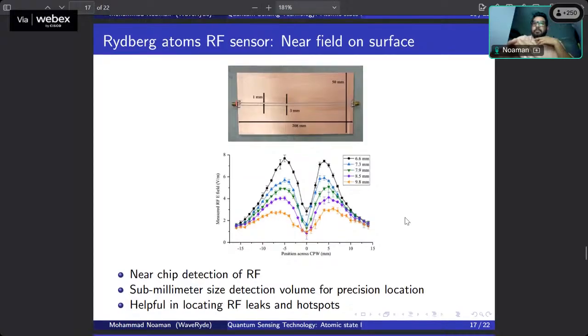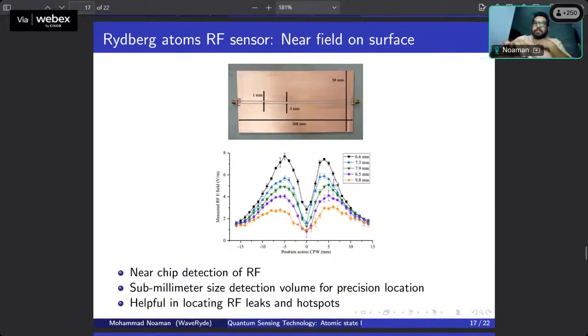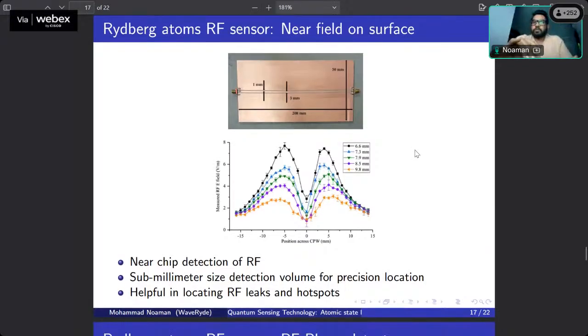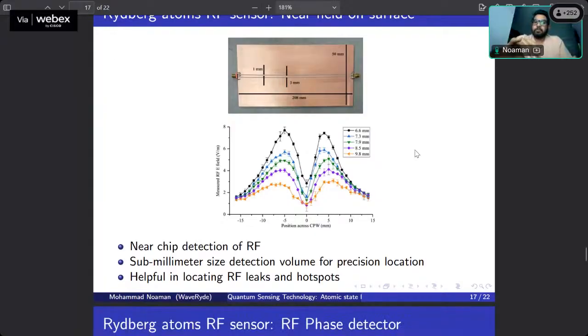It's also a field in detecting. So this is a simple setup, but if you're designing a big complicated RF circuit or RF board, which has radio frequency going on the circuit board, and you don't want any leakage or any hotspot, you can detect by this kind of technology very close to the surface and find out where the problem is.